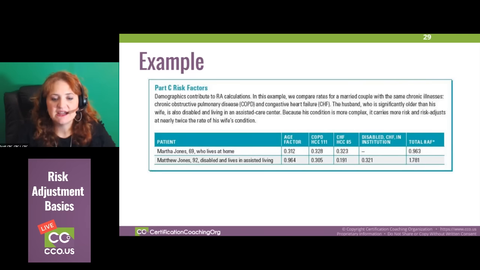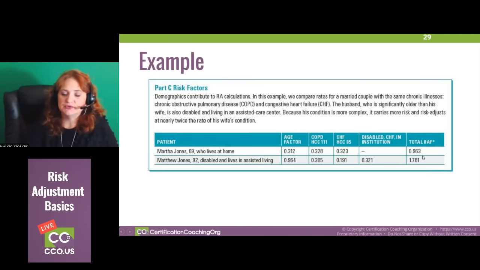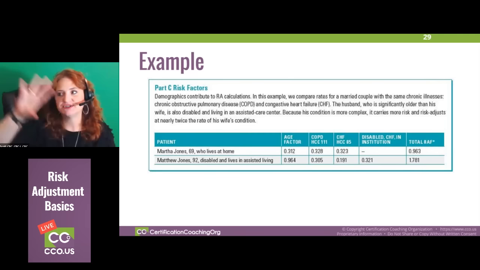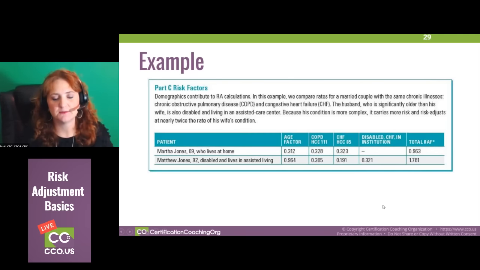And then they're in an institution, so therefore he gets a score for that, and the total RAF score for her and him. And then that will be used on top of what the MAO gets to project a total amount set aside for a year. Now, this is the business side of your risk adjustment.